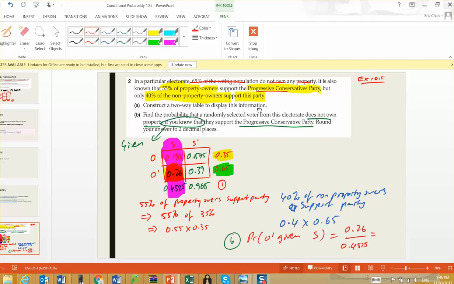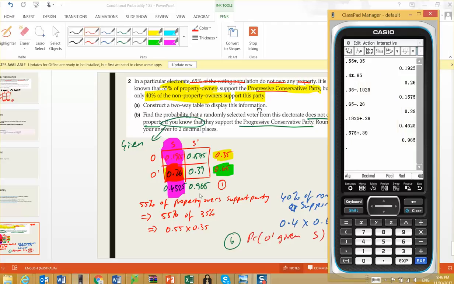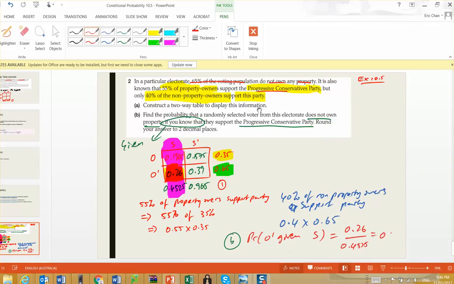So 0.26 divided by 0.4525 gives me 0.57. So the probability that they don't own property, given that they are supporters of the party, is 0.26 divided by our new total, which is 0.4525, which gives you 0.57.